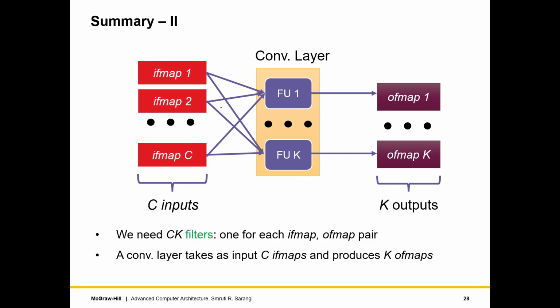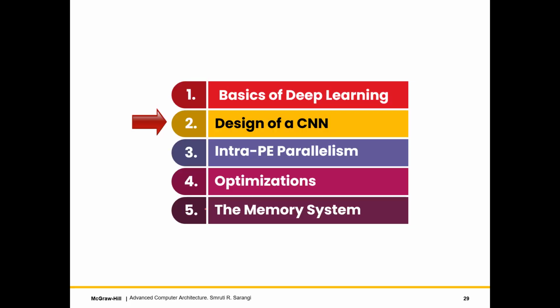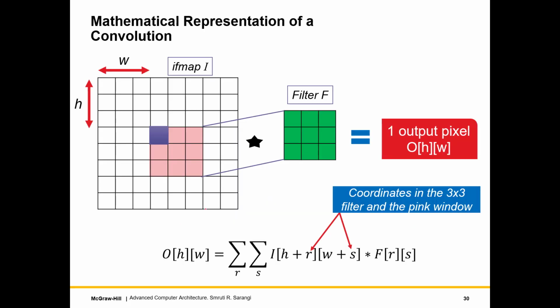Of course, the kernel is a function of the feature map number and the output number. So there are CK filters or CK kernels, where the terms filter and kernel will be used interchangeably. For each IF map, OF map pair, we have a filter kernel pair. So a convolutional layer will take as input capital C IF maps and capital CK filters, and produce K OF maps as output. Given that, let's move forward.